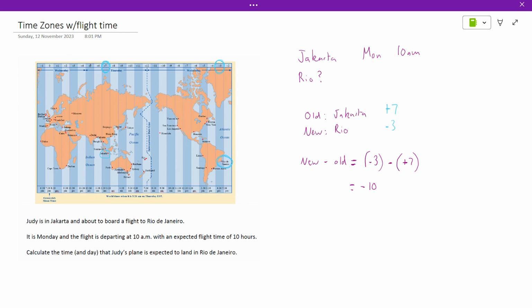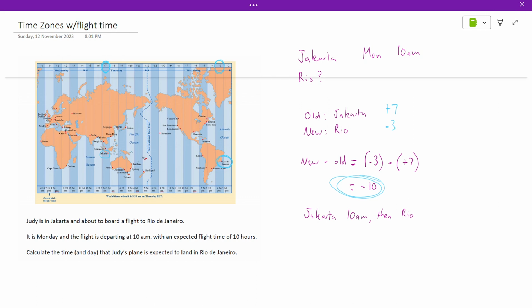Okay, what does that mean? That means that Rio's time is 10 hours in the negative direction, or 10 hours not really in the past, but it's 10 hours behind what Jakarta's time is. So if Jakarta is at 10 a.m., then Rio is 10 hours behind that. Again, it's 10 hours behind, because we've just figured out what the time difference is there.